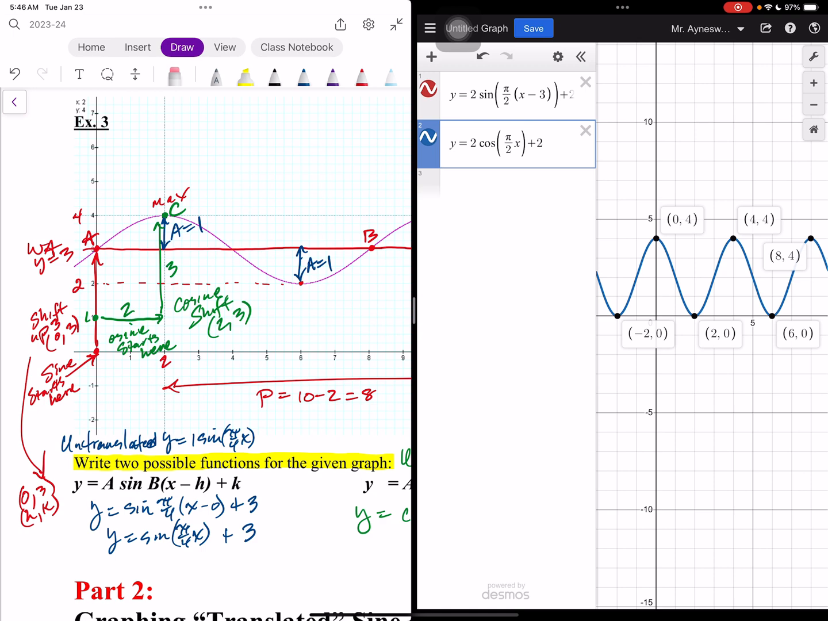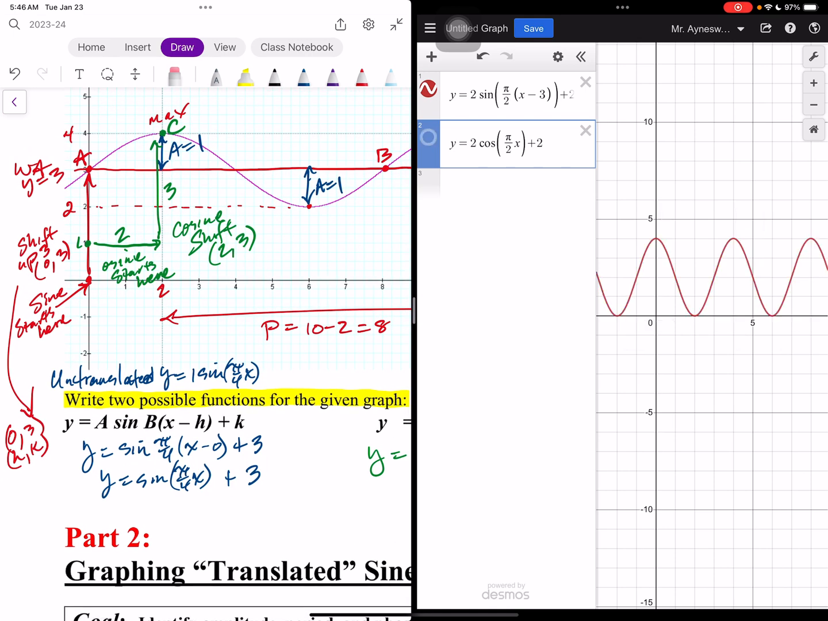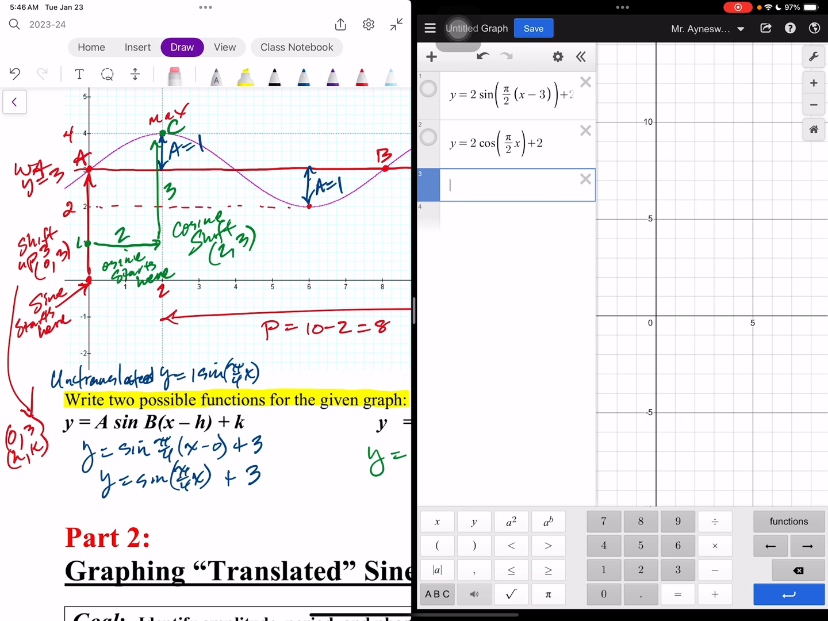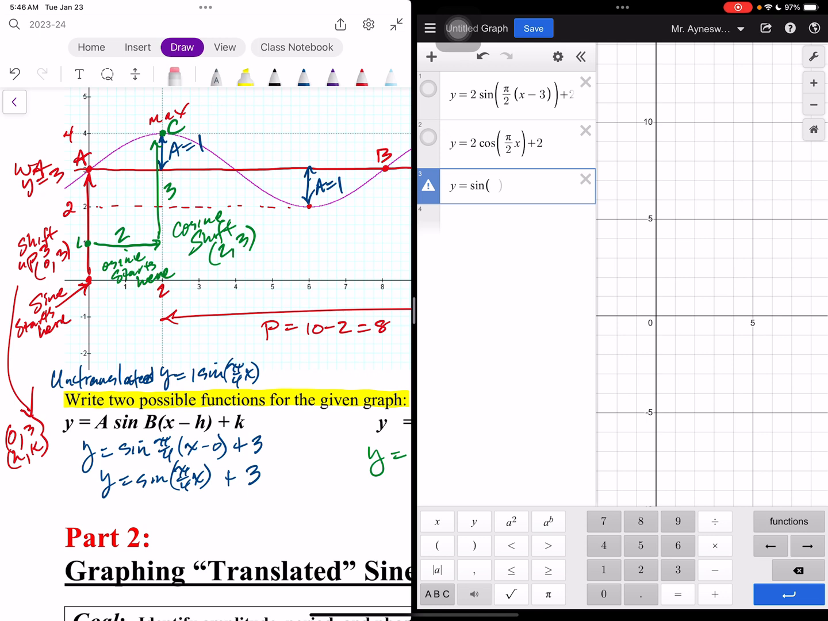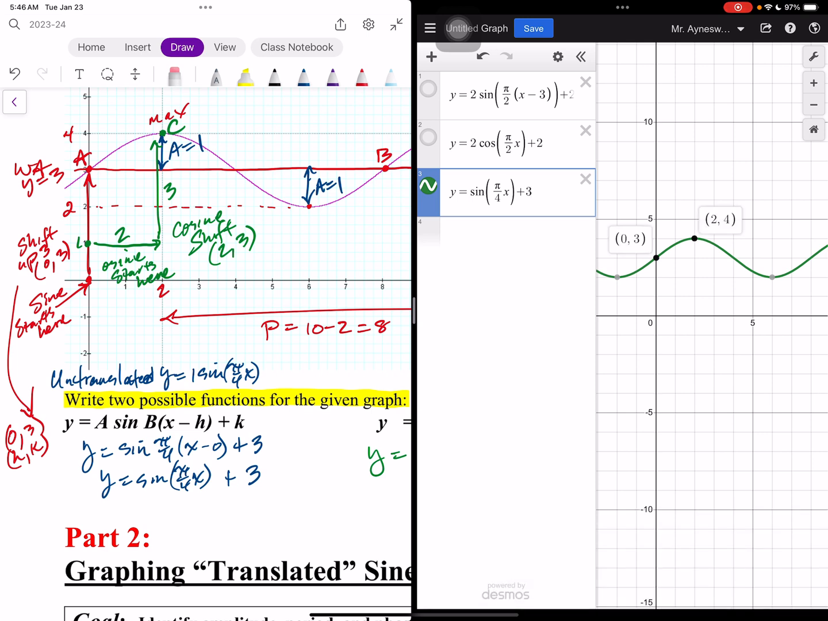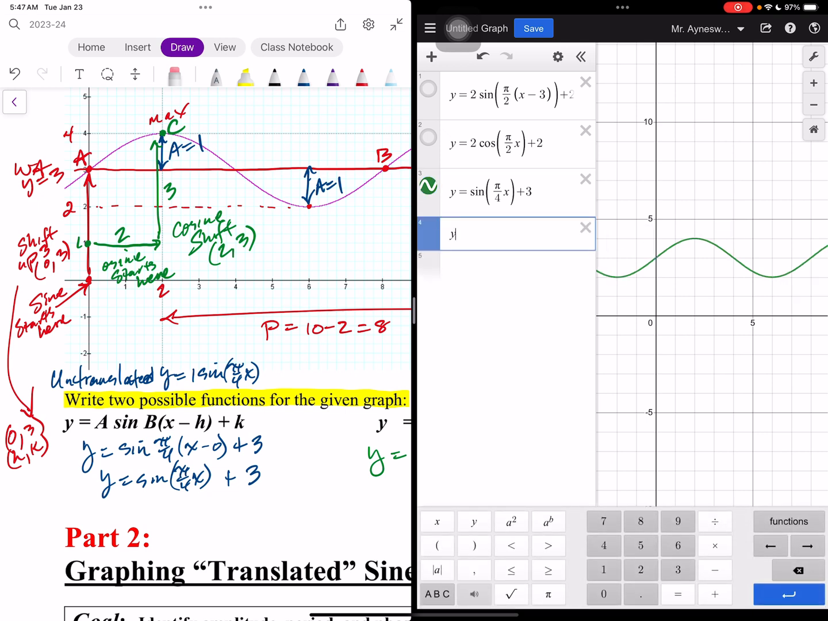All right, here we go. Turn off the colors, but save your work here, okay? So type in y equals sine of pi/4, so pi divided by 4, multiplied by x, and then you simply add 3 to it, and then you check it. If you check right here, I notice that my curve starts at 0, 3, which corresponds to the left, and the point C is at 2, 4, and so it is on the graph. That's how you check.